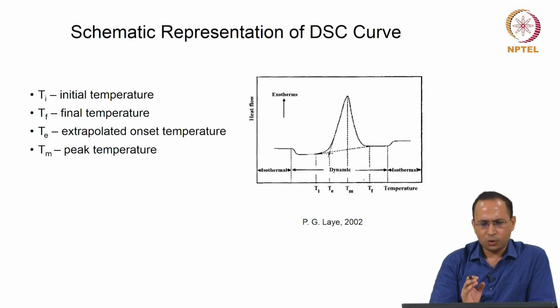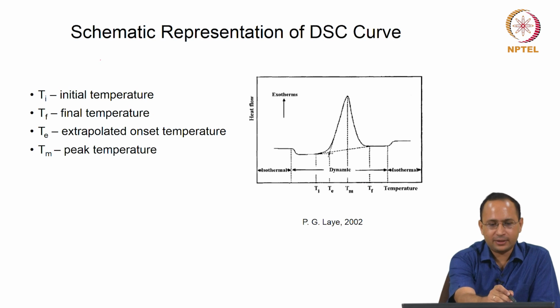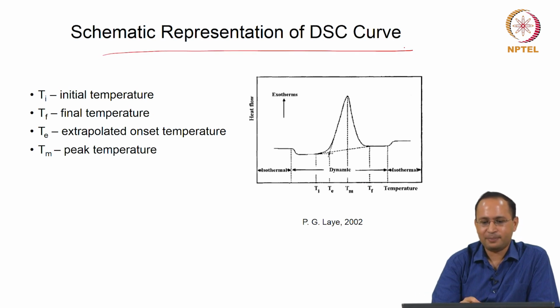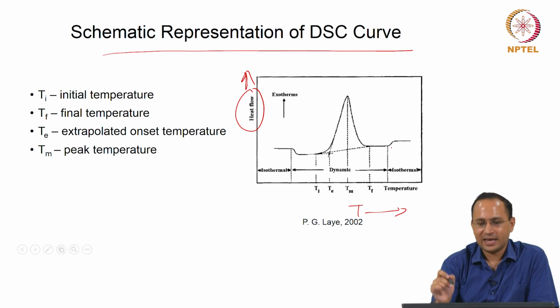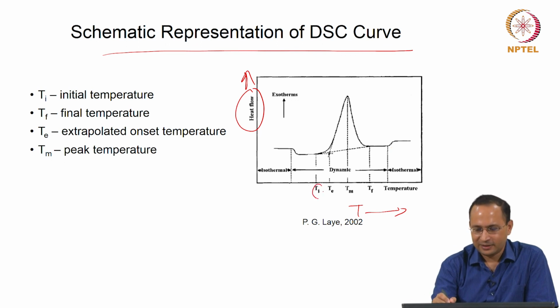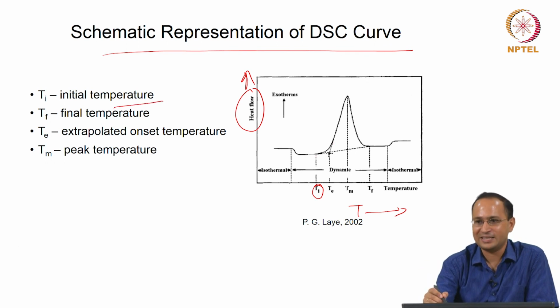Now, we will go towards the quantitative, how can we use it to measure things. Before we do that, this is again a schematic representation of a DSC curve. When you talk about DSC, heat flow is plotted against temperature, heat flow on the y axis, temperature on the x axis. Now you see this exothermic peak. So now the question comes, what temperature should we use? You see Ti is the initial temperature, beyond Ti the curve is changing. Now it is no more flat, it is changing the slope.